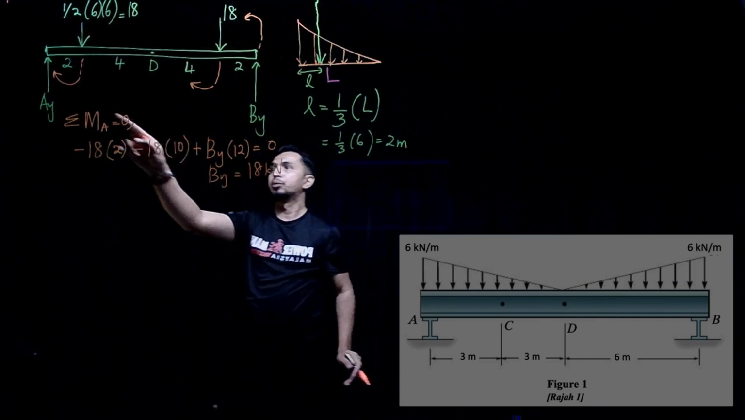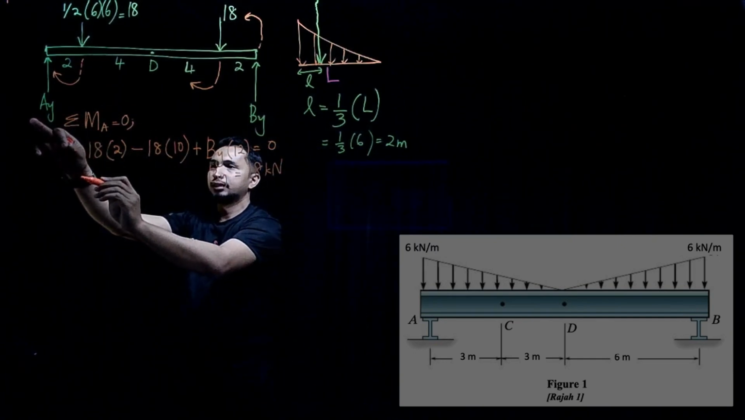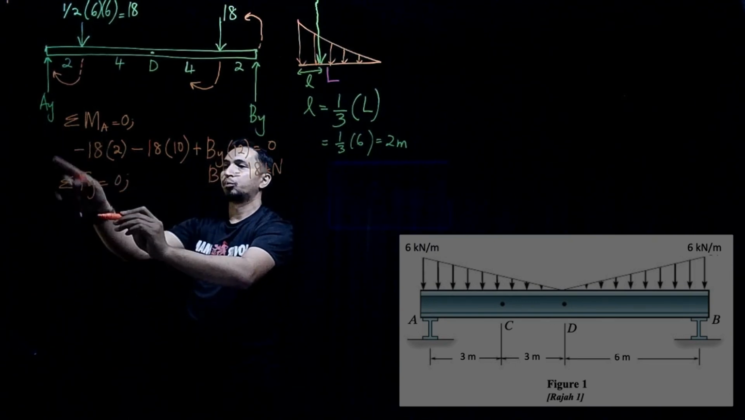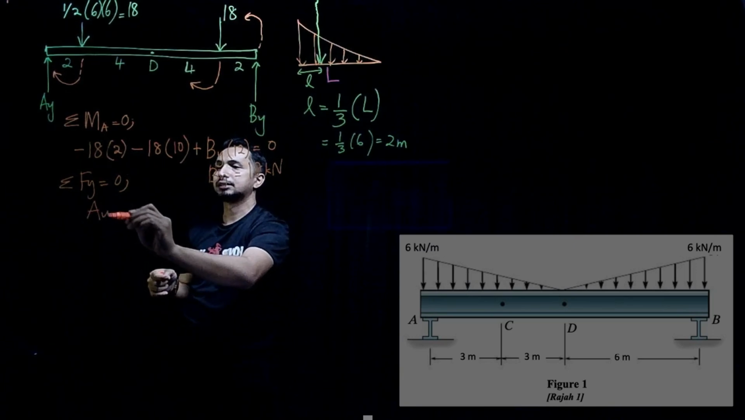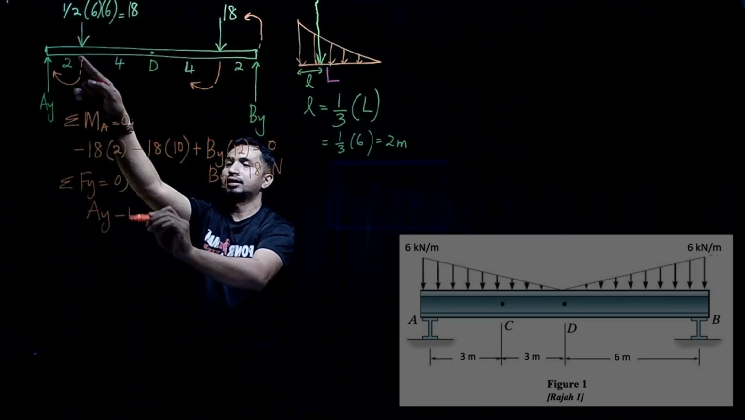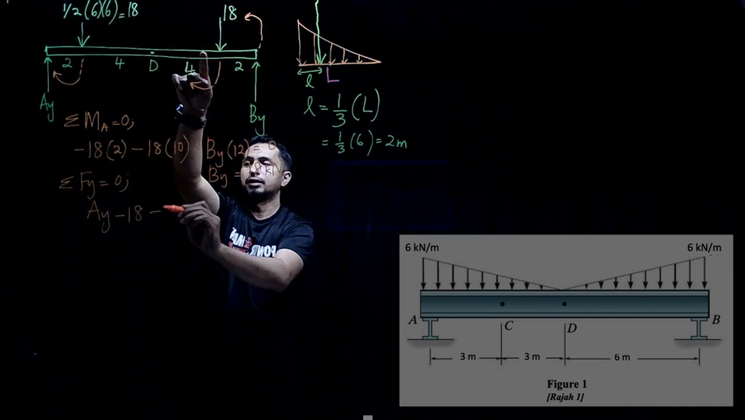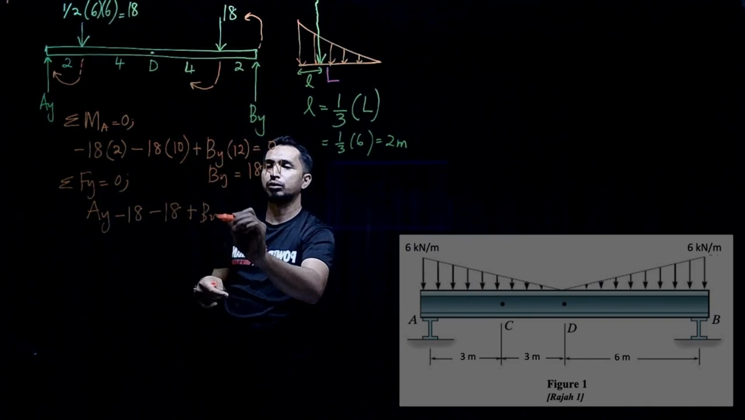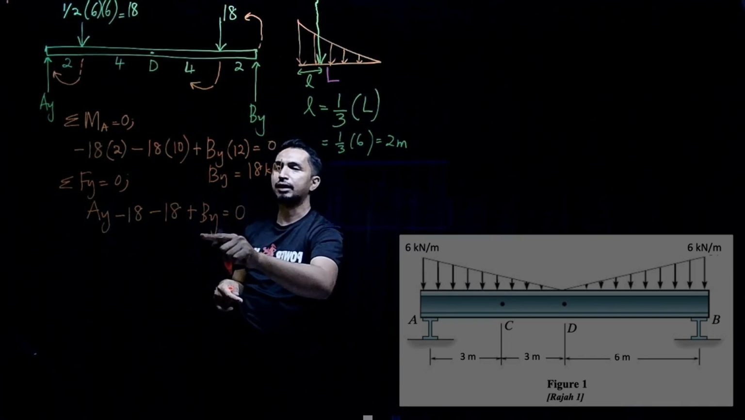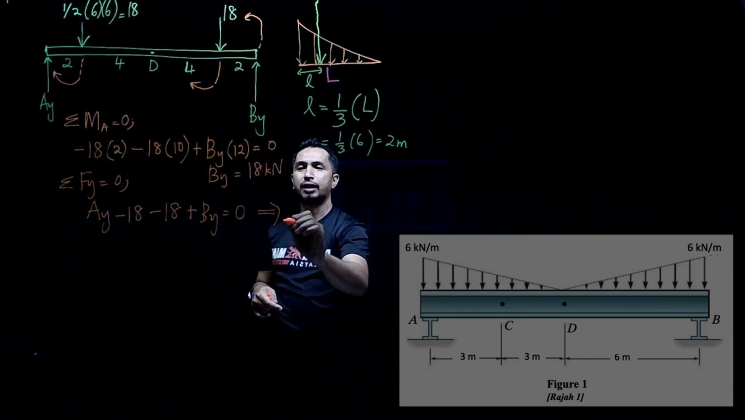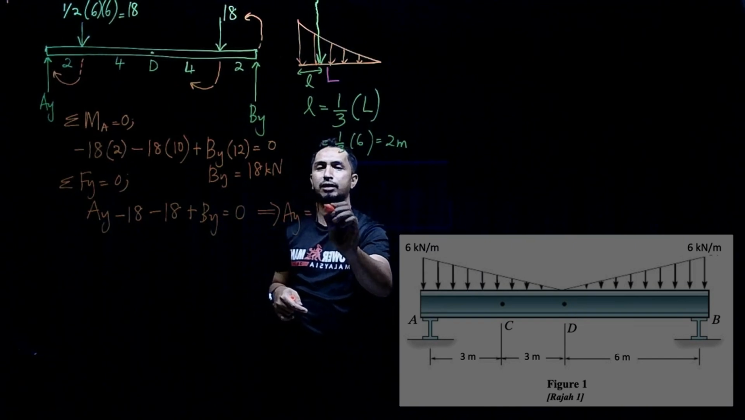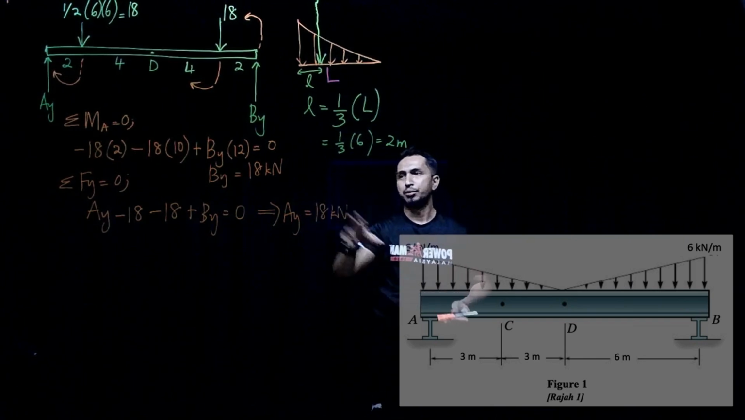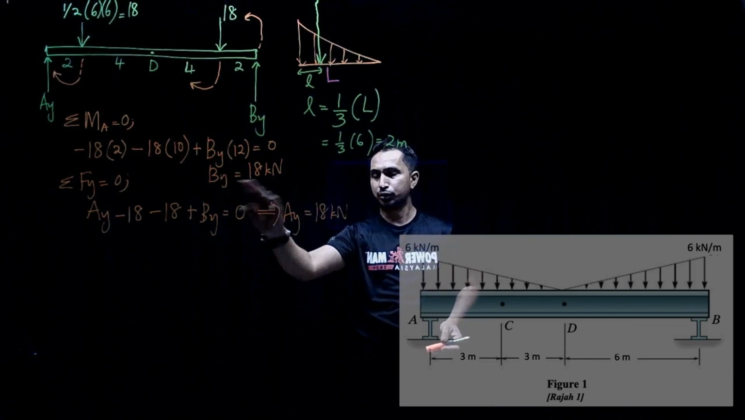So to find AY, very easy. Summation of FY equal to 0. We have AY going up, plus, then minus 18, minus 18, plus BY going up, plus BY equal to 0. BY is 18, then finally you will get AY also 18 kilonewton. So now we have the unknowns, AY and also BY.